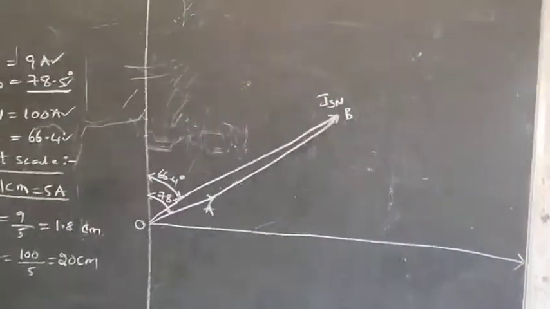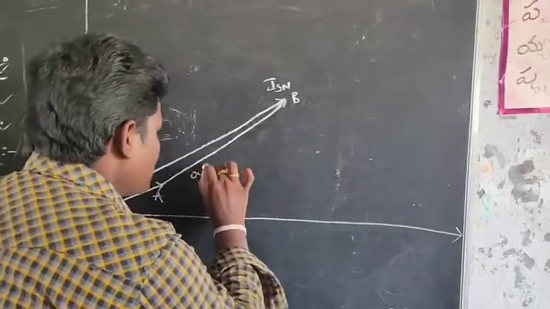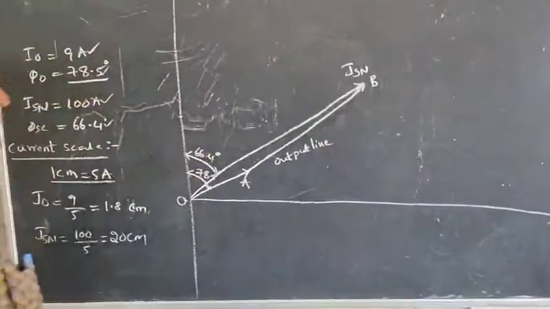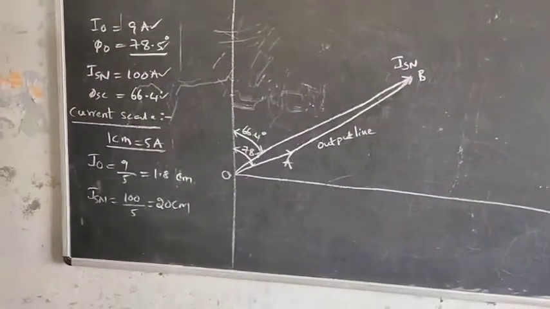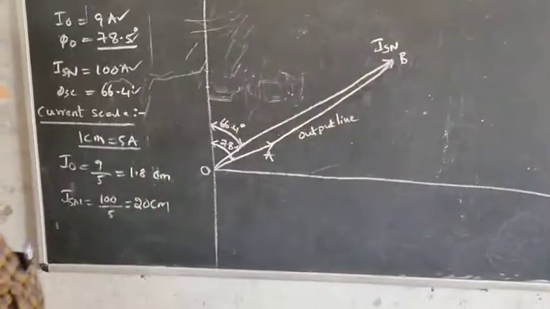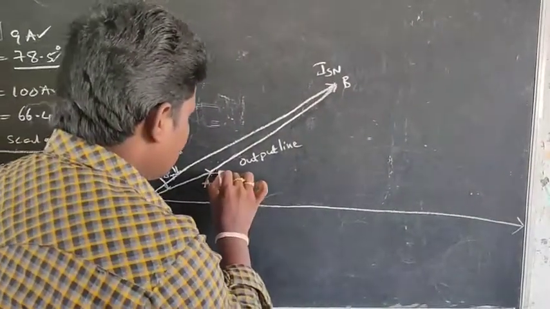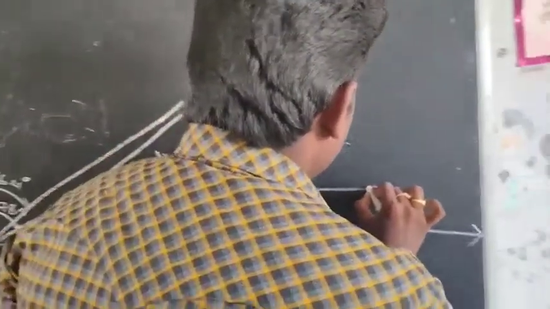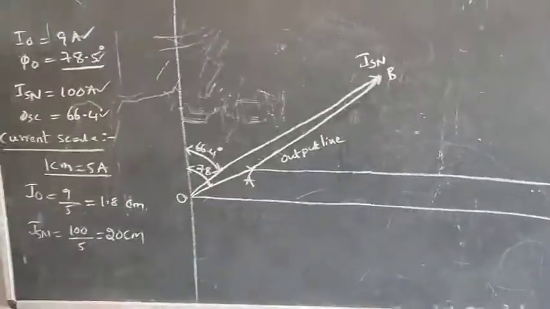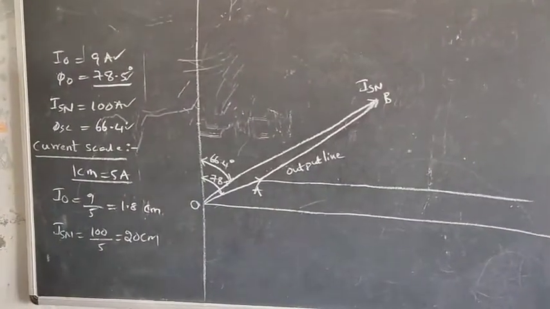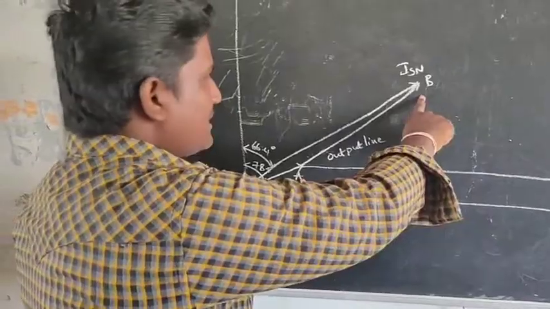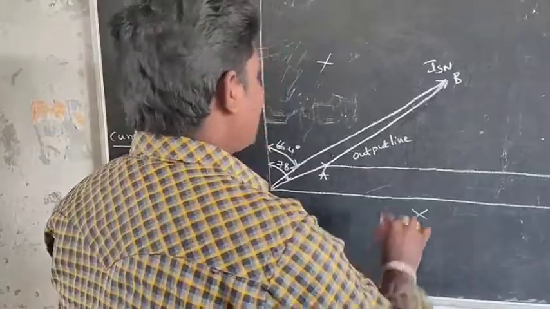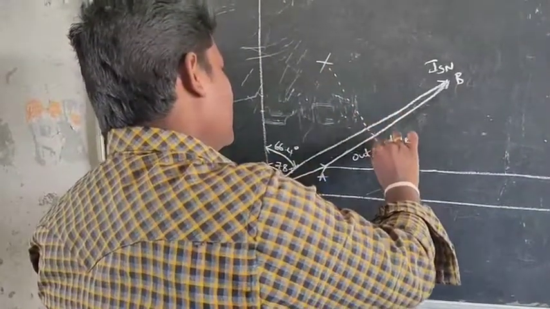This is the output line. After that, draw a line parallel to the x-axis. Then taking AB as reference, bisect the line.